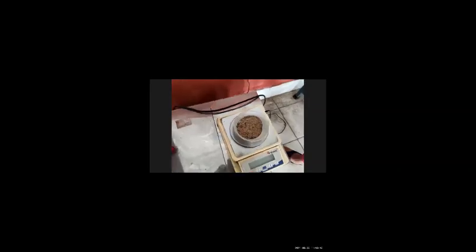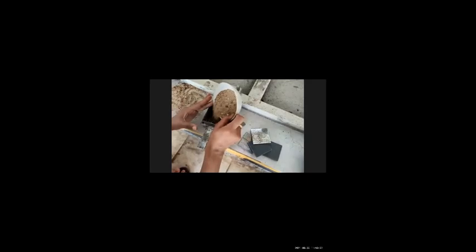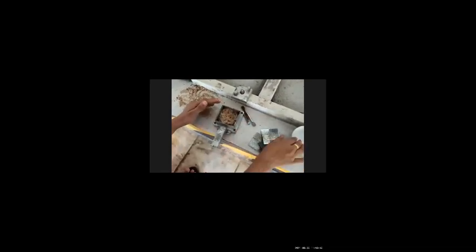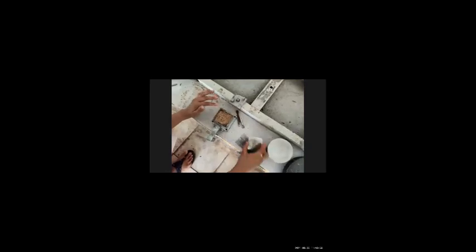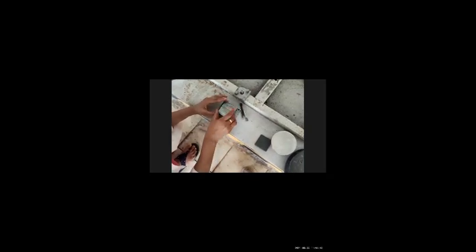So noted, box of two portions. Again, fix the perforated plate and the steel plate.